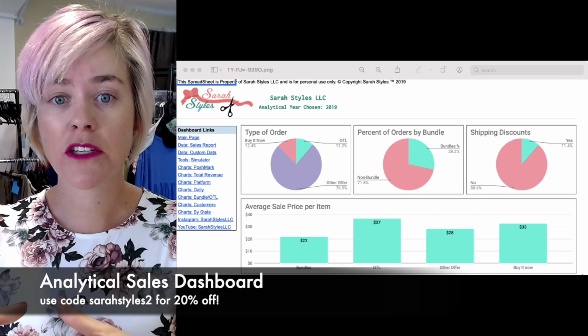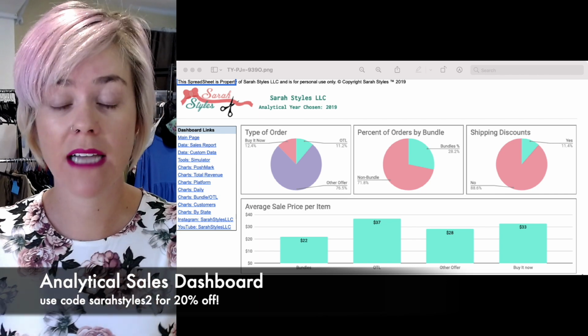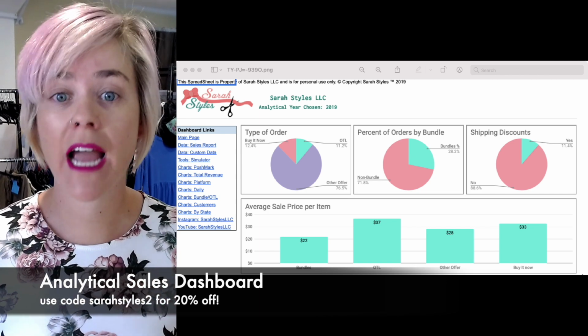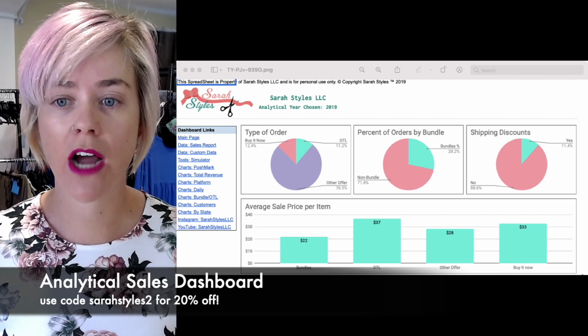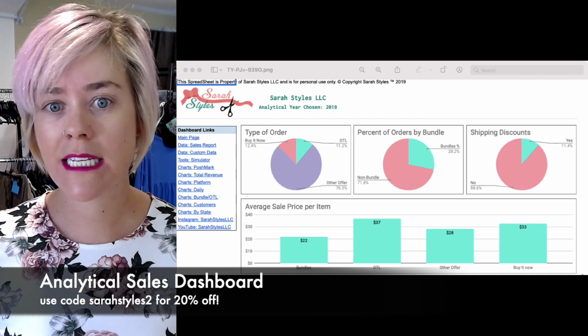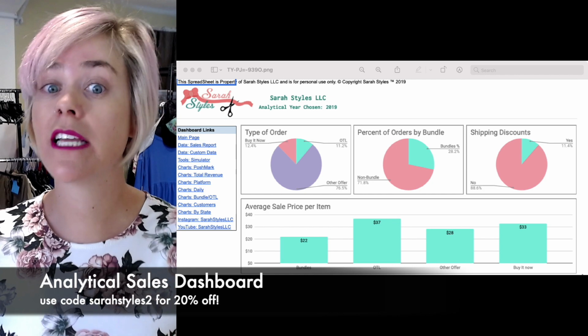This dashboard not only breaks out your percent of sales by type, but it also has your average sale price. So if you try a new strategy and you're giving 90% off your items and your average sale price is now $4, you're spending $6 on inventory, you're actually losing money. All right, so those are two kind of nitpicky things, to be completely honest.